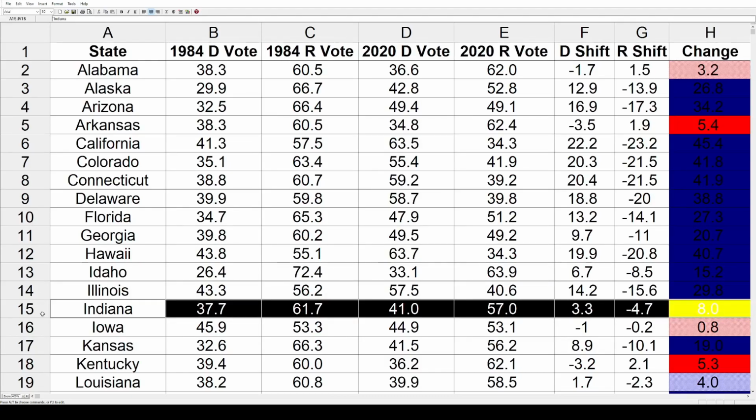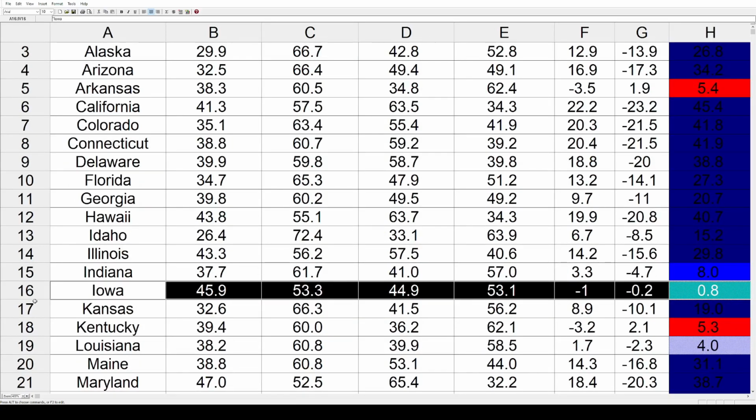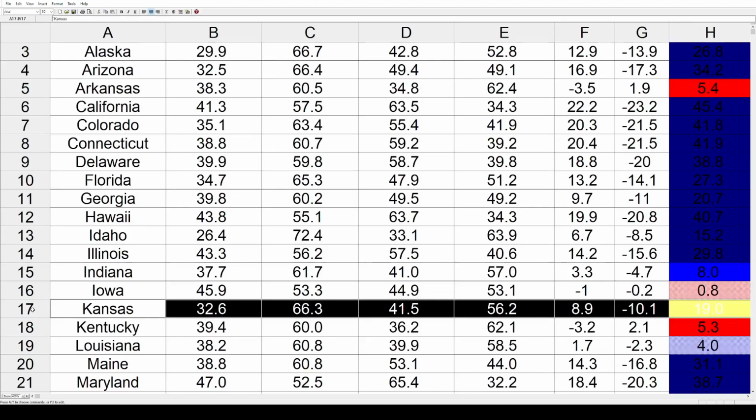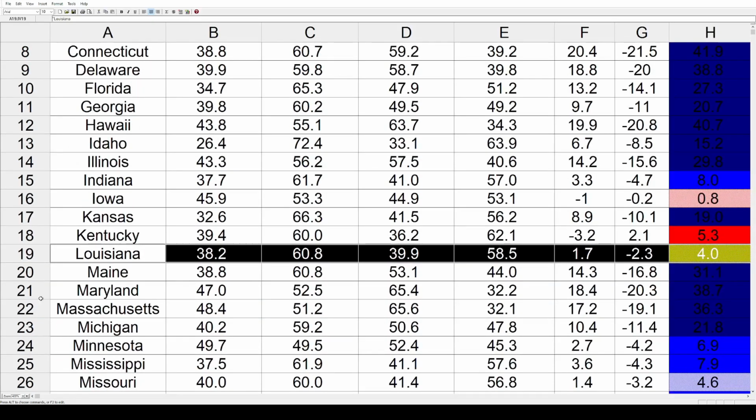Next, Indiana, that also went toward the Democrats, but by a lower amount of 8%. Iowa went slightly toward the Republicans by 0.8%. Kansas had a decent shift back toward the Democrats by 19%. Kentucky went a modest 5.3 toward the Republicans. Louisiana got a little bit bluer by 4%.